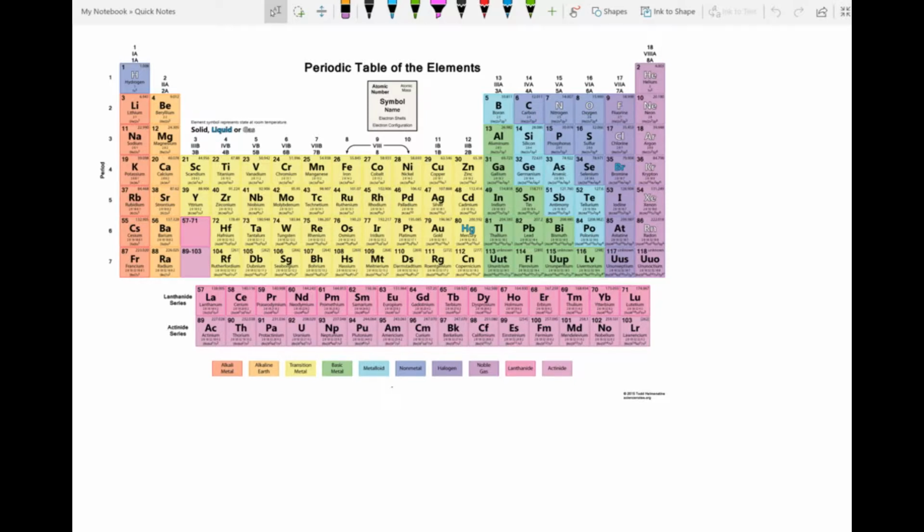And so predicting ion charges is actually going to be very, very important because once we start getting into ionic bonding, it's going to do you very well to really be able to predict what ions are going to form. That way you actually know how much of each ion you're going to need when you need to write formulas for ionic compounds.